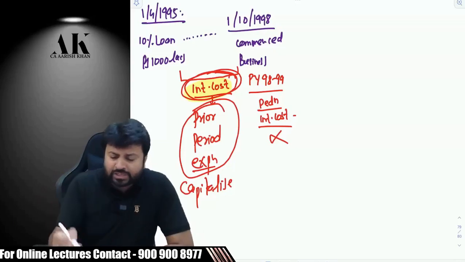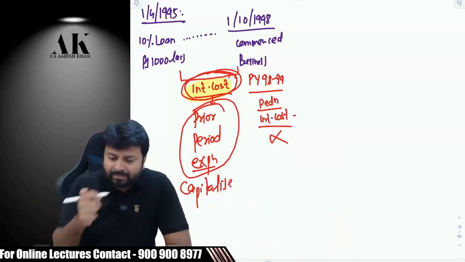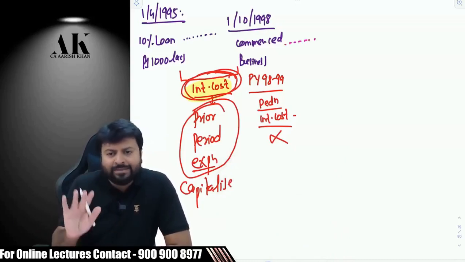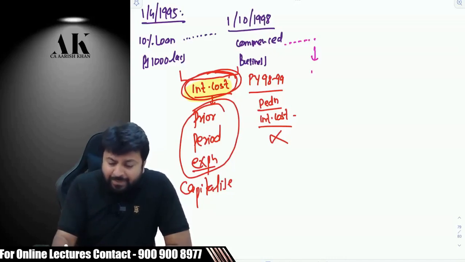Now, my next question to you all, listen carefully. Let's go ahead in time. Business is commenced? Yes, it is commenced. Now, can I say I am carrying on the business and profession during the previous year? Please say yes. Now, what will happen with the interest cost? Obviously, interest cost will continue.